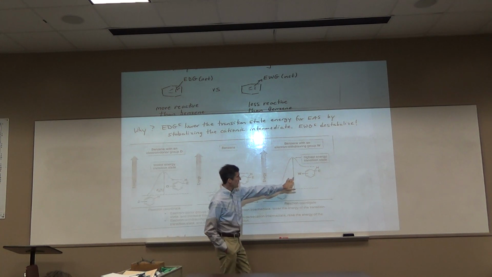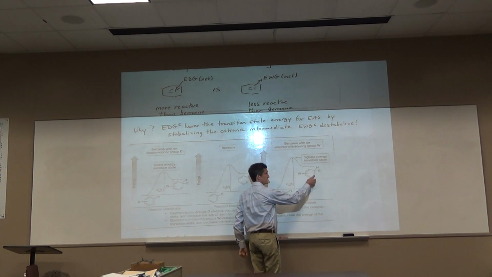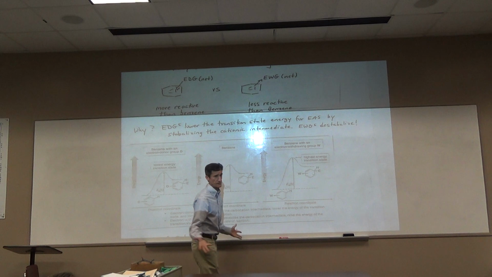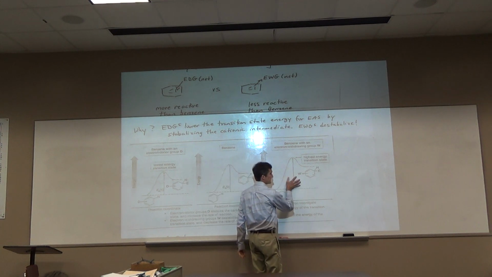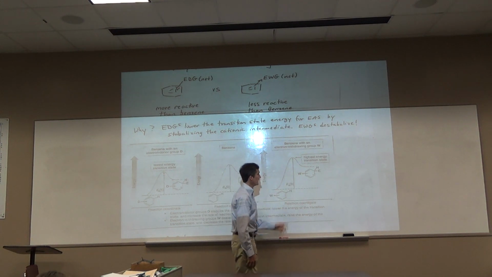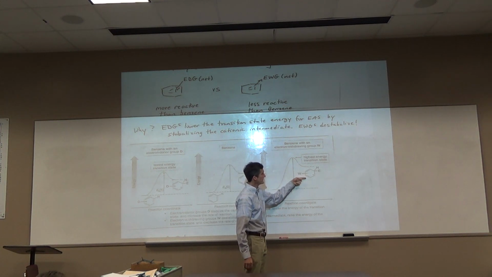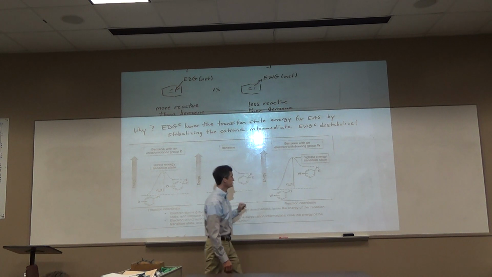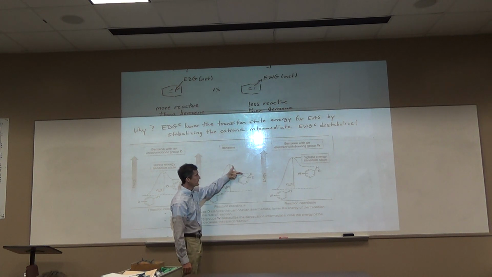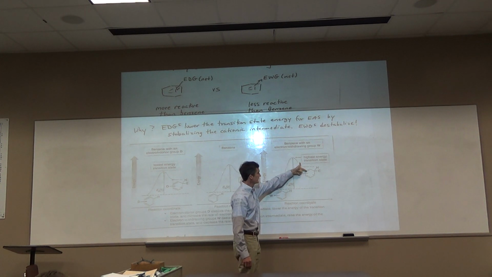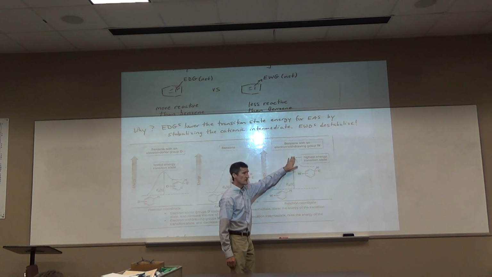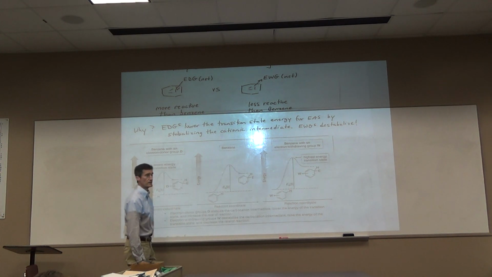Now if we have a withdrawing group, that destabilizes the positive charge. That should be pretty clear just inductively. Pulling away from this area is not going to stabilize the positive charge. So it makes the sigma complex less stable compared to if there was no group there at all. Because this is less stable, the transition state energy leading to it is higher, and this is going to be a more difficult reaction.